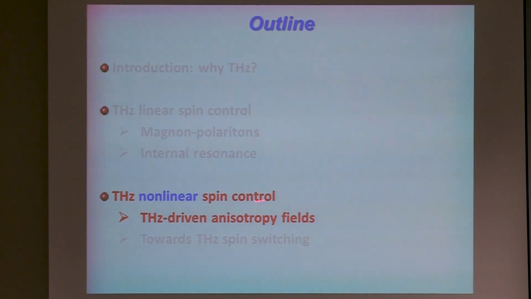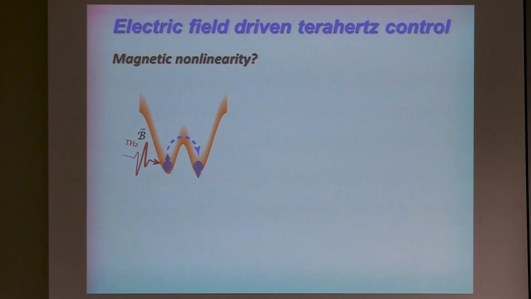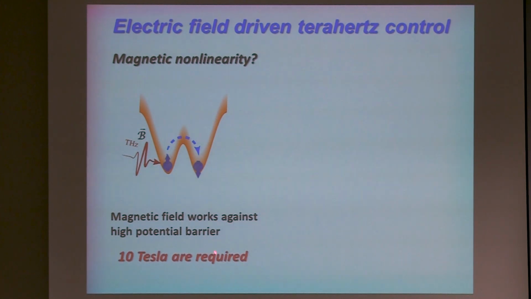Let's now turn to the terahertz nonlinear spin control. But why do we need to do it? Let's assume we want to realize terahertz-driven magnetic recording and we want to switch magnetization to the opposite state with the help of a short pulse of the terahertz magnetic field. To do that, we need to drive the system over the potential barrier which separates these opposite states of the magnetic order parameter. In that case, calculations show that the fields required are well above 10 Tesla, which in the terahertz regime is well beyond the capabilities of the current sources available.